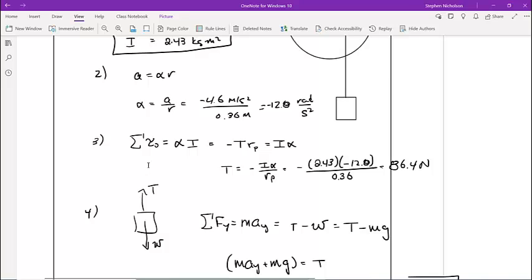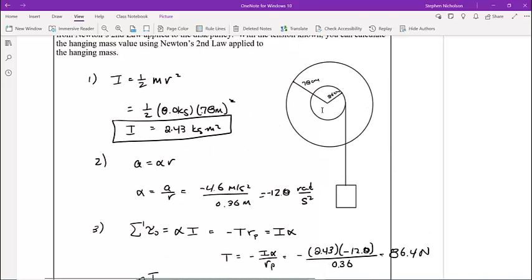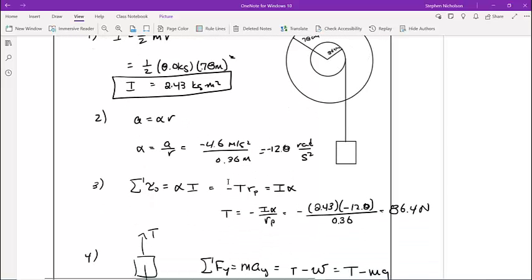Now to find the tension, we just sum the torques on the disc. And the only torque we have is the one caused by the string pulling this thing down. There's going to be a weight of the disc and the support for the disc, but those go right through the center, so they don't create a torque. It's negative because it's going to rotate clockwise, and as a consequence, T is positive. So you get 86.4 newtons, using again the radius of the pulley, because that's where the string is attached.